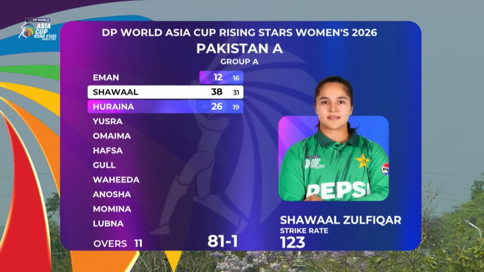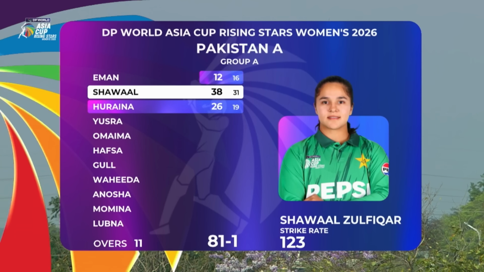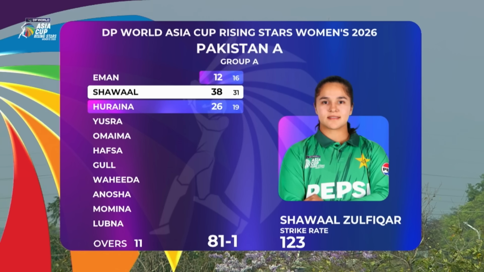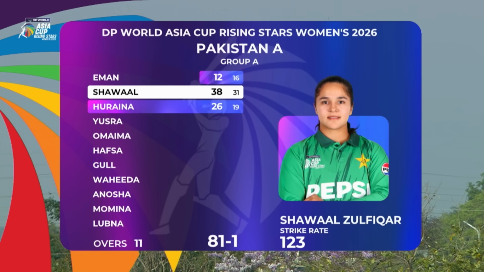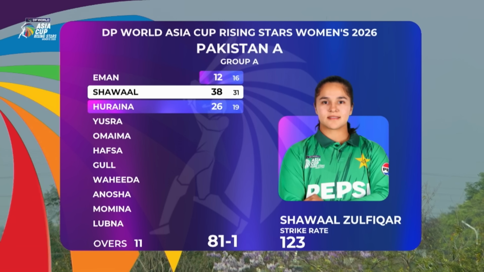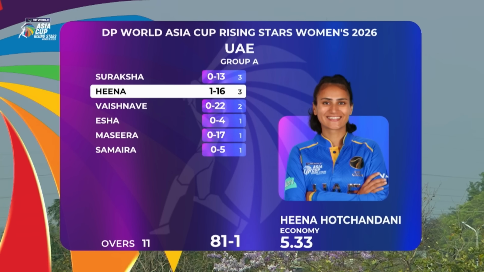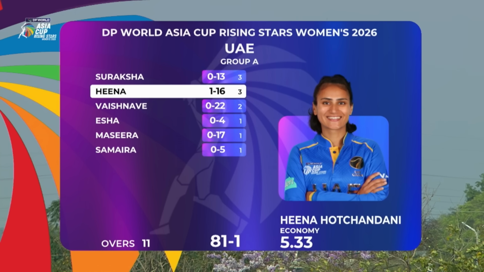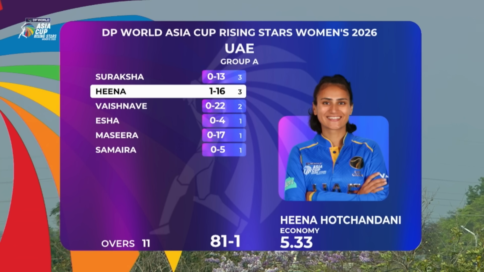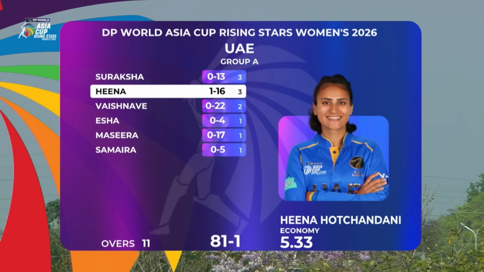And then look at that batting card for Pakistan A. Iman dismissed early for 12, but Shawal showing a lot of promise, 38 off 31, an important innings with 5 fours and a 6. And Huraina making 26, unbeaten with 5 fours to her credit as well. The bowling didn't really show up, did it, for UAE? Hina, 1 for 16, the sole wicket taker. Expensive overs from Vaishnavi and Suraksha as well. Just 3 overs for her for 13, but no wickets. The most expensive, 17 for Masira.